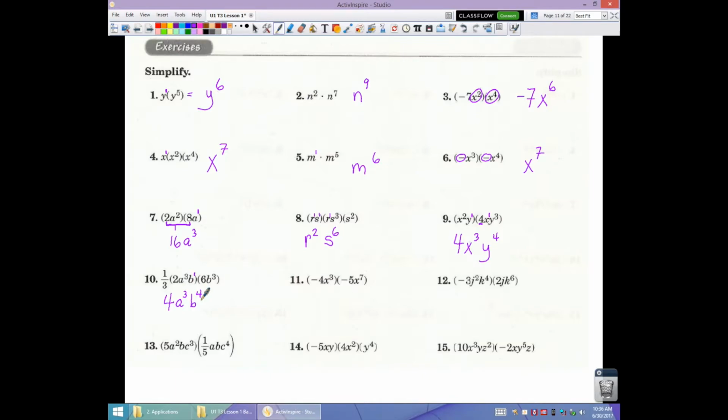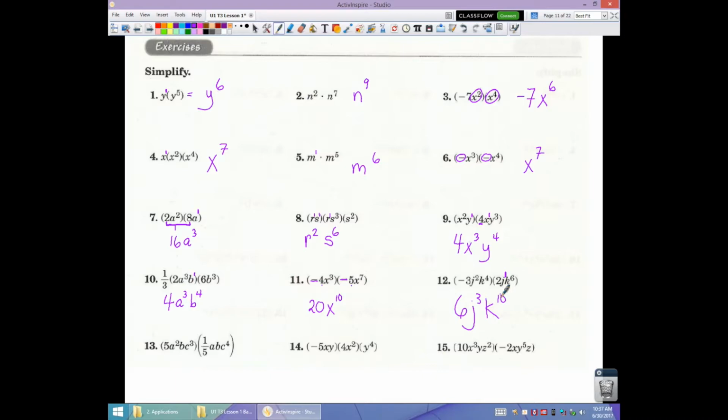Number 11, I have a negative times another negative, so this will be a positive answer. 4 times 5 is 20. X to the third times x to the seventh. I add those exponents, get x to the 10th. Number 12, negative 3 times 2 is 6. J squared times j to the first would become j to the third. K to the fourth times k to the sixth. I add those exponents, get k to the 10th.